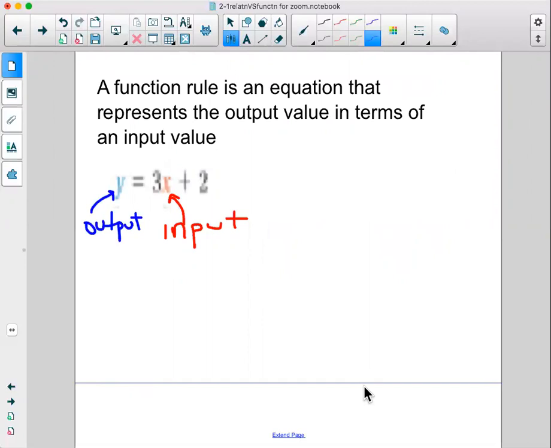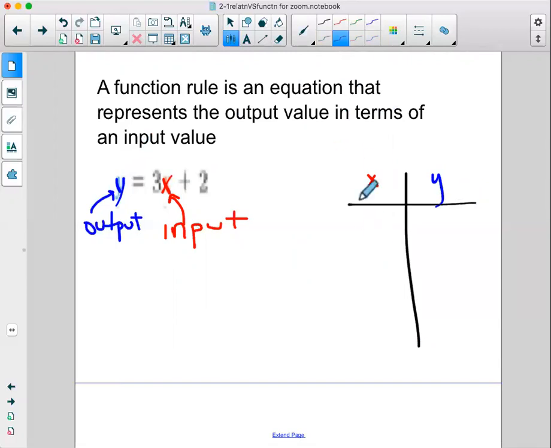Now, a function rule is when we have an equation that represents the output value in terms of the input value. So this particular equation says my output, y, how do I get my output y? It's when I take an input value, call it x, so any number you give me, I take that input, I multiply it by 3, and then I add 2. And the result is my output. So if you could start making a table. Of course, there are infinite possibilities, but if you started to find your input output, we could figure out some of the values that we would have.